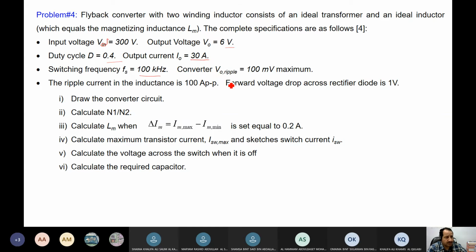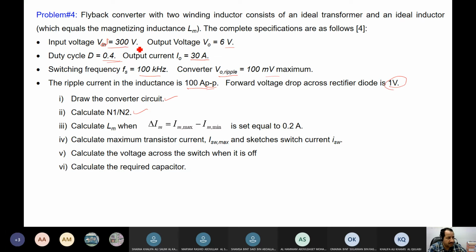Frequency is given also. V out ripple, delta V, is given 100. Ripple in current, delta I, is given also peak to peak, from maximum to minimum. Voltage drop across rectifier diode, he gave me here drop across the diode, which is 1 volt. Draw the circuit. Okay, I can draw, it's easy. Calculate turn ratio. Just a minute.